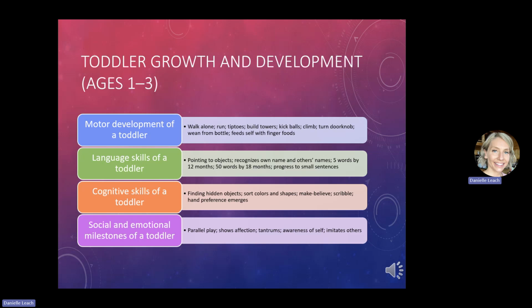Language skills. By the time they are about a year old, they should know 5 words. By the time they're 18 months old, they should know about 50 words. This progresses to speaking in short sentences. They also may point to objects if they don't know the name of it, and they recognize their own name and others' names. Cognitive-wise, they can find hidden objects. That goes along with object permanence that we talked about earlier.